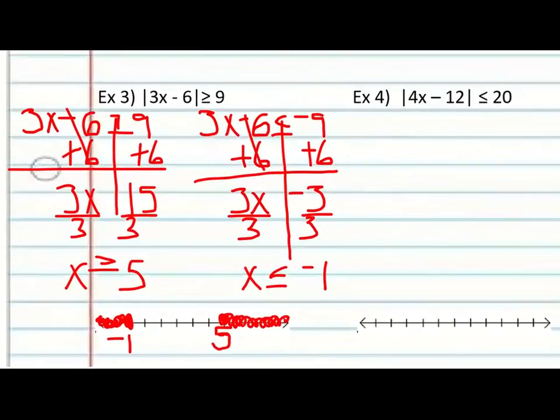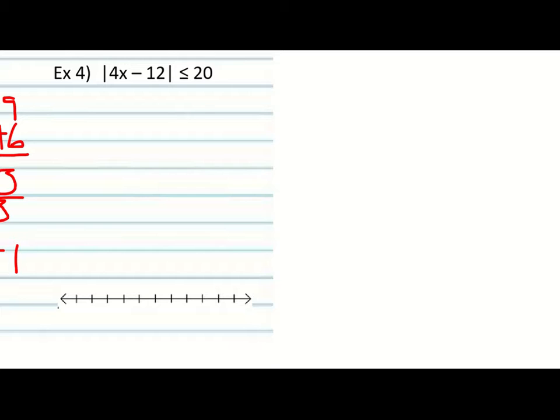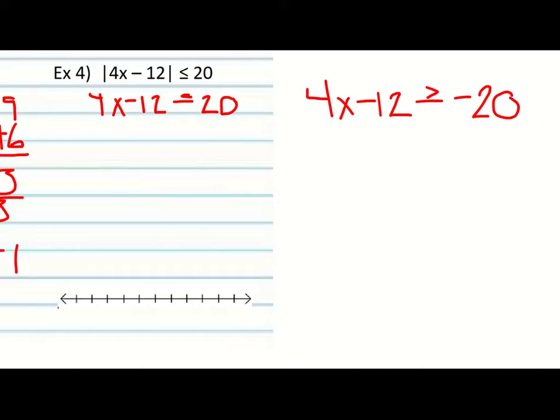So now let's take a look at our next example, example 4. The absolute value of 4x minus 12 is less than or equal to 20. For this problem, the absolute value is all by itself. So I'm going to set up my two inequalities. I'm going to say 4x minus 12 is less than or equal to 20, or 4x minus 12, I'm going to flip this so it's greater than or equal to negative 20.